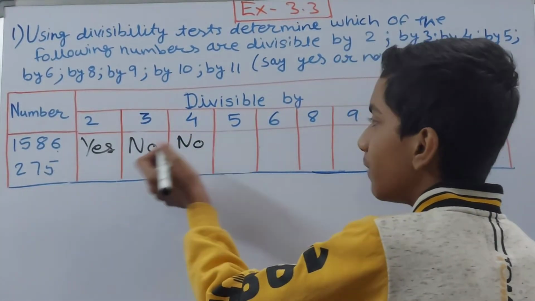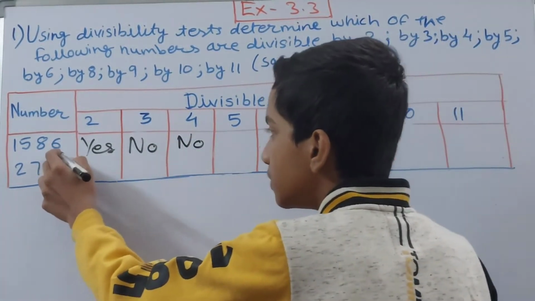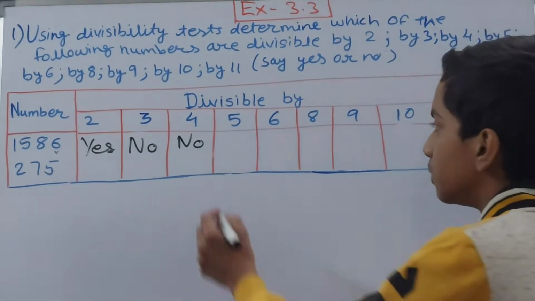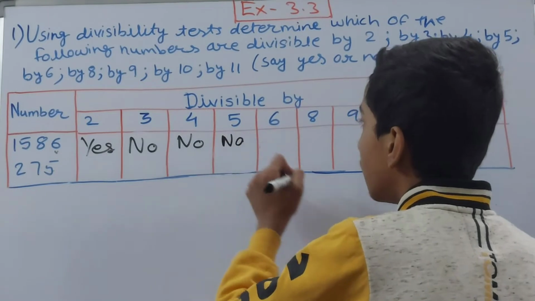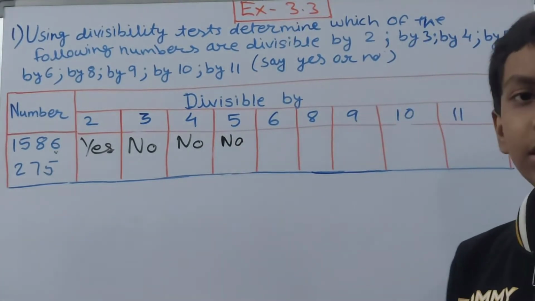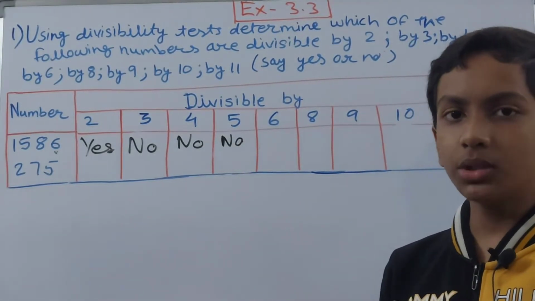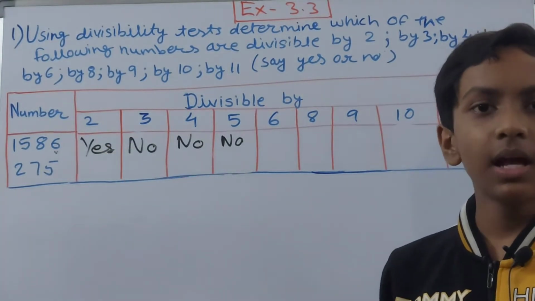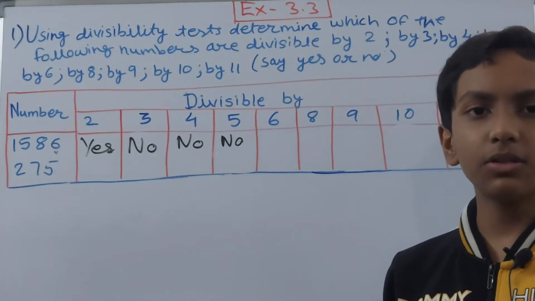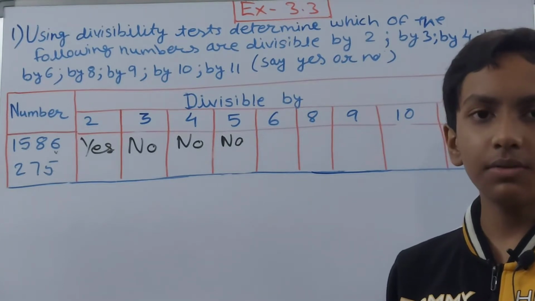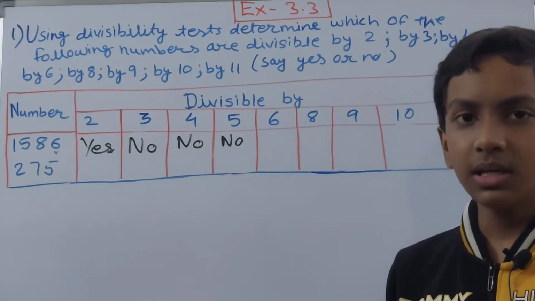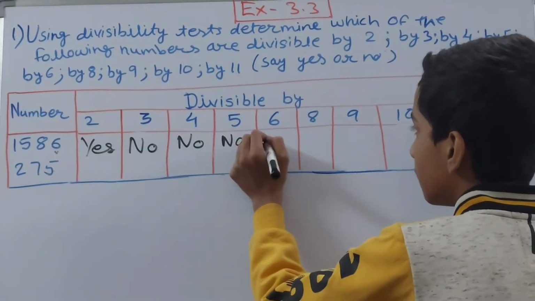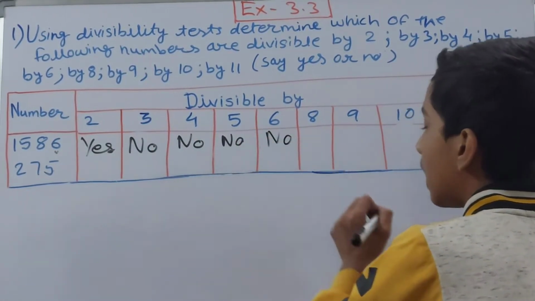No. For 5, I told you the digit at the ones place should be 0 or 5. We are having 6 here, so again you will put a no here. For 6, the number has to be divisible by both 2 and 3. You can see yes, no. No, we are finding here. That means even if one of the numbers out of 2 or 3 is not dividing that number completely, the number will not be divisible by 6 as well. So we will put a no here.